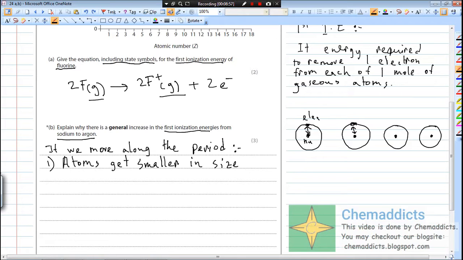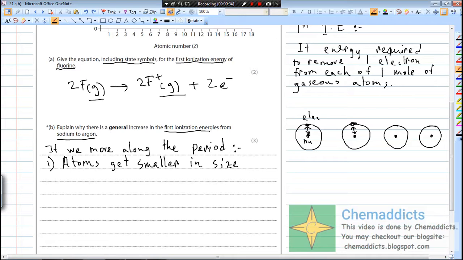Okay, so along the period, the number of inner shells is, sorry, the number of inner shells is 1, I guess. Let us see, this is period 1, 2, 3. Yeah, so the number of inner shells remains the same.